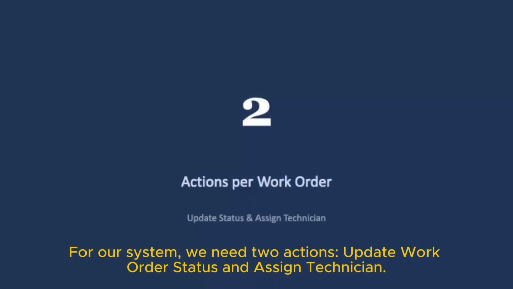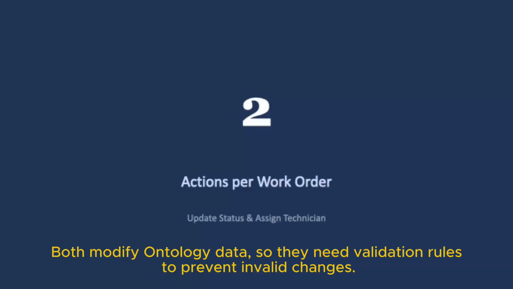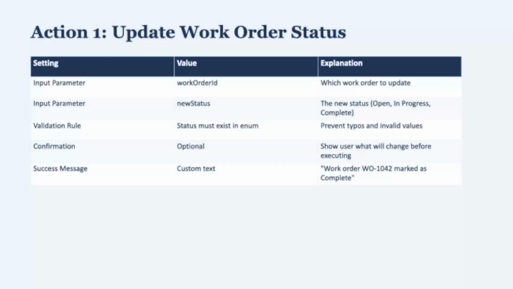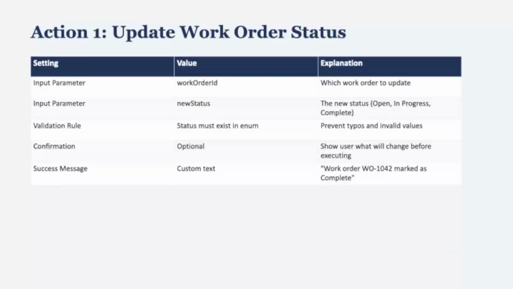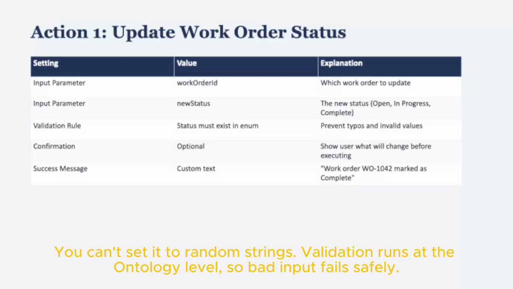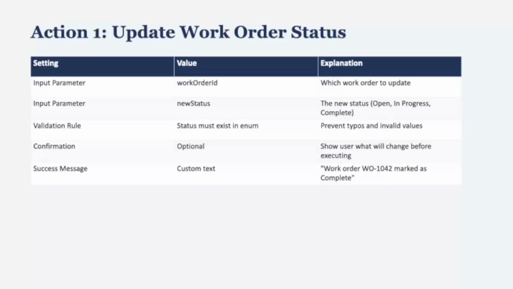For our system, we need two actions: update work order status and assign technician. Both modify ontology data, so they need validation rules to prevent invalid changes. Each action needs clear input parameters. The status parameter is constrained to valid values. You can't set it to random strings. Validation runs at the ontology level, so bad input fails safely.